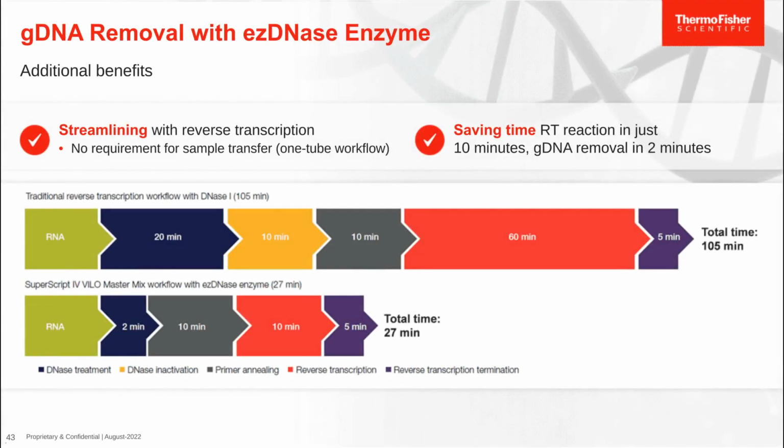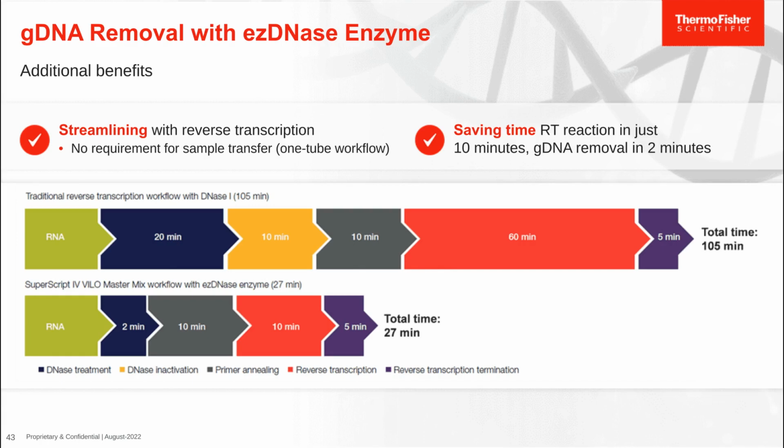Using Easy DNase to control your genomic DNA contamination can really help to streamline and easily preserve the integrity of your RNA preparation before you perform RT-qPCR. So, just to recap, traditional reverse transcription workflows using DNase 1 are time-consuming, have removal steps that can degrade your RNA, and often fail to remove gDNA completely, which leads to inaccurate results.